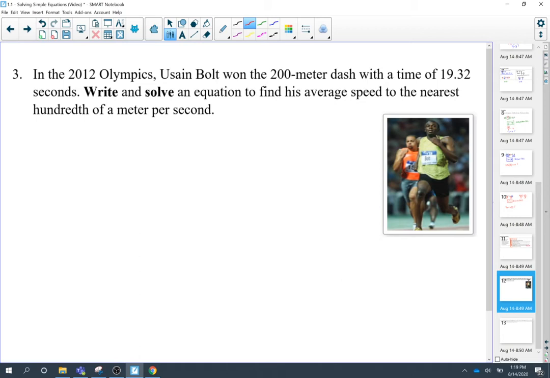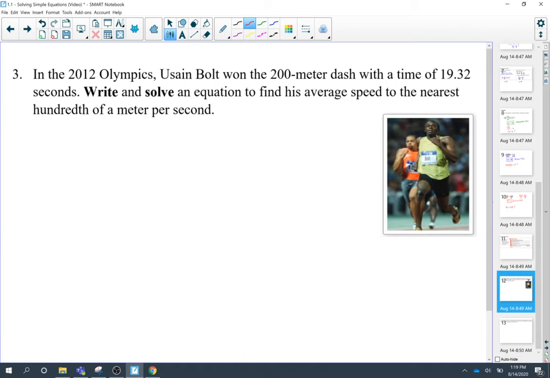Example 3, let's give this a try. So, in the 2012 Olympics, Usain Bolt won the 200-meter dash with a time of 19.32 seconds. Write and solve an equation to find his average speed to the nearest hundredth of a meter per second.